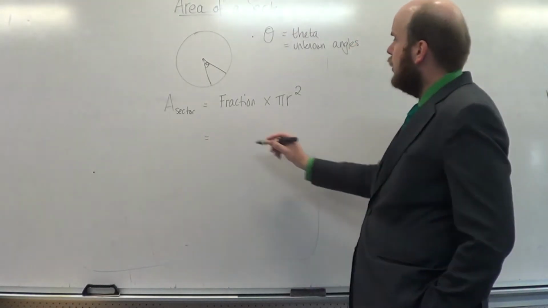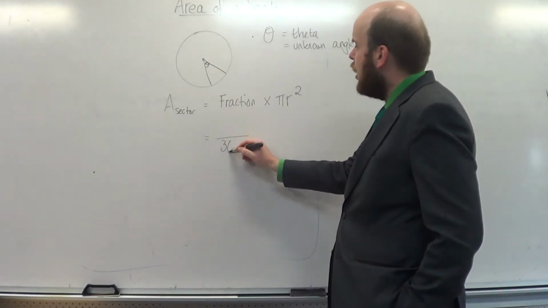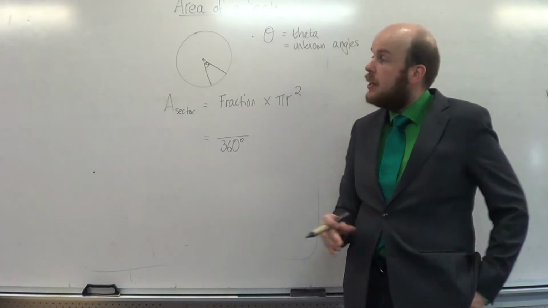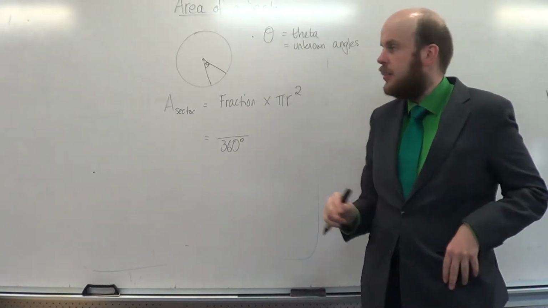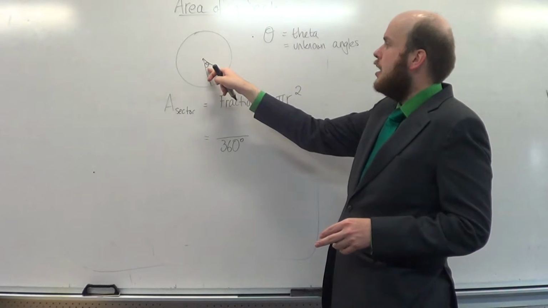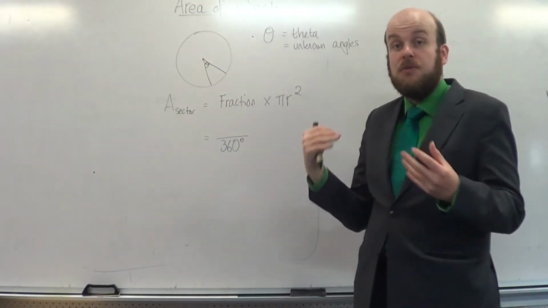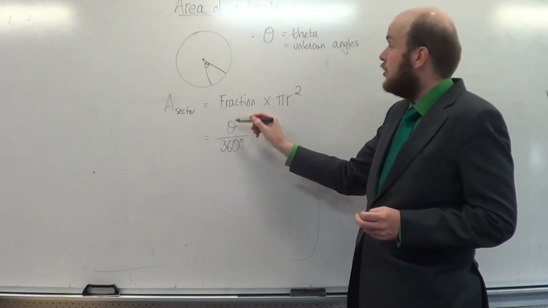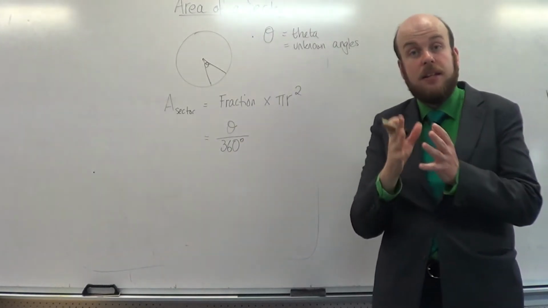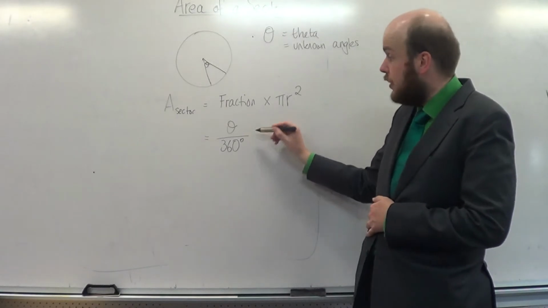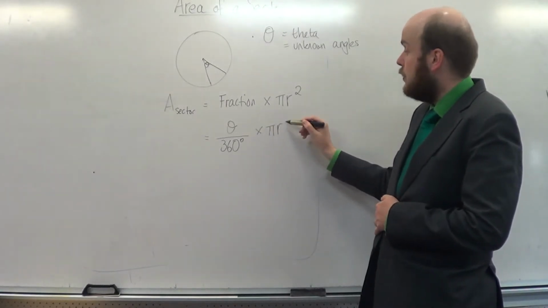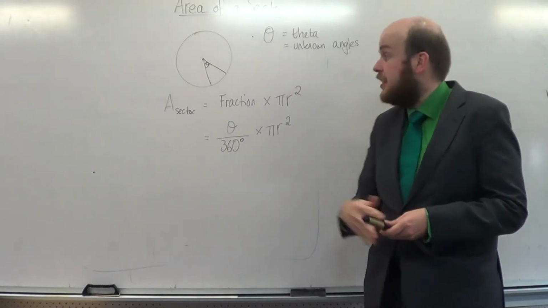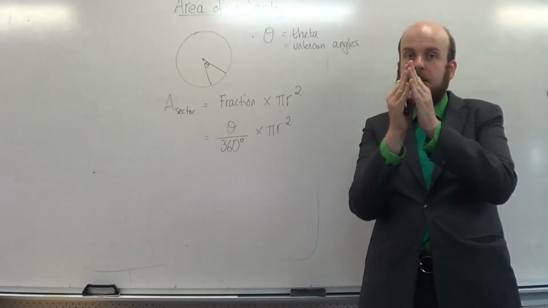So basically, if the total number of degrees in a circle is 360, then the fraction of this sector would just be the angle in here divided by the entire amount. So whatever the angle inside of that little sector is, divided by the total number, times by pi r squared. That's how it works. That's the fraction-y bit, because it's that little section.